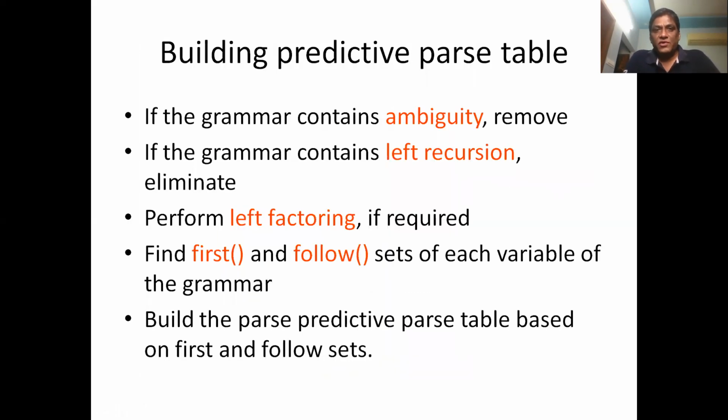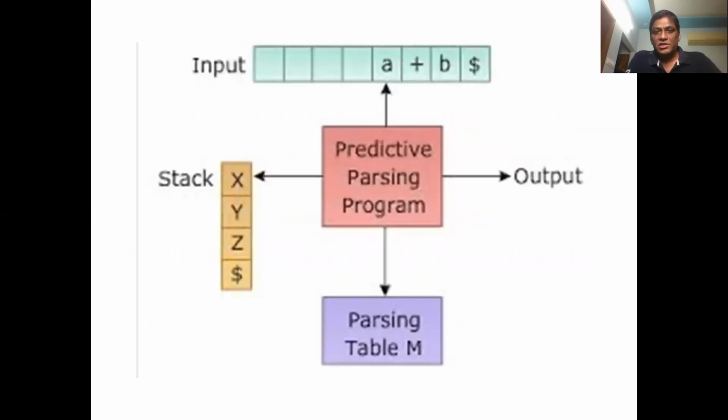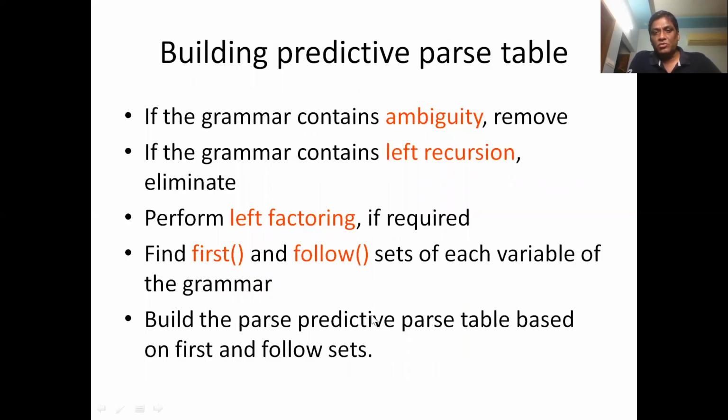So these are the steps involved in constructing the predictive parse table, because if you look at this schematic diagram, the most important part is this one. If you construct the predictive parsing table, then you are almost done. You can then use this parsing table to check whether a particular string is part of a language or not by using a stack and a parsing program. So our major step is to build this parse table. How to build it?